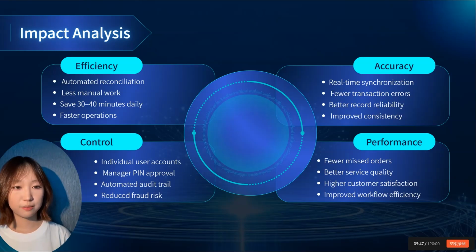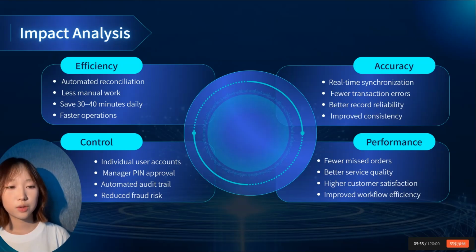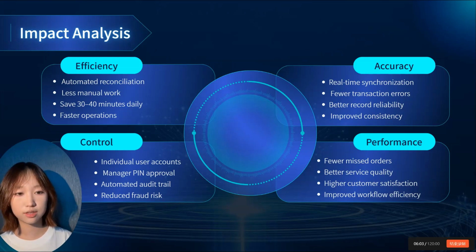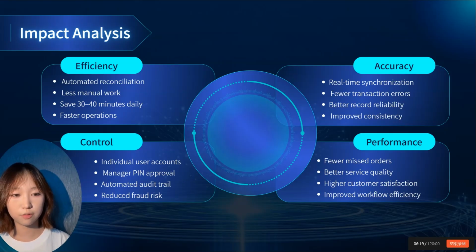This slide shows the direct impact of our proposed cloud POS system on Sean's restaurant. First, in terms of efficiency, the new system can reduce manual work. Currently, staff need to spend time checking records and reconciling transactions manually. With automated reconciliation, these tasks can be completed much faster, saving around 30 to 40 minutes every day. Second, the system improves accuracy. In the current process, manual data entry may lead to mistakes. By automatically synchronizing transaction information, the new system reduces human error and improves the reliability of financial records.